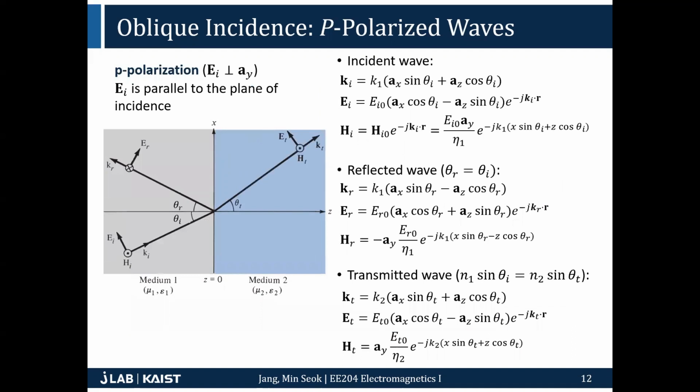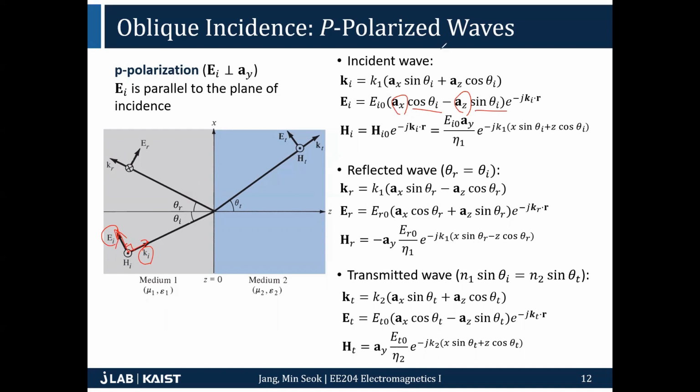And the P polarization is the same, as I said. In case of P polarization, the electric field lies in the plane of incidence, and because we know the k_i expression, we know the incident electric field E_i. So the x component of E_i is cosine theta_i, and the z component of E_i is minus sine theta_i. Okay.